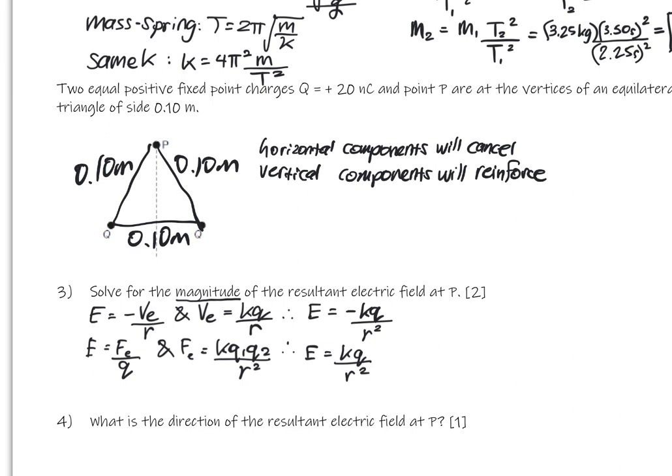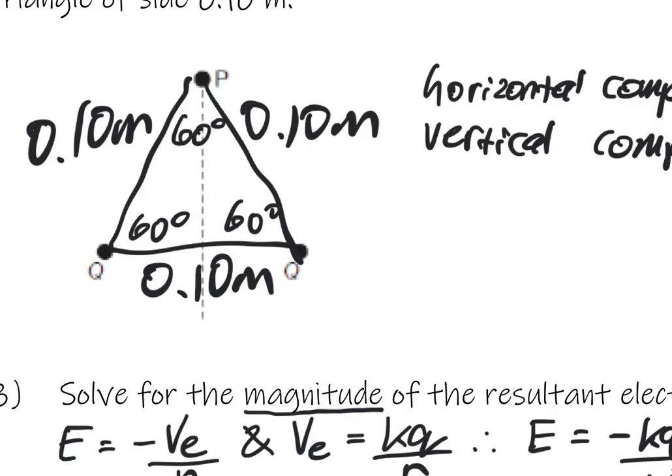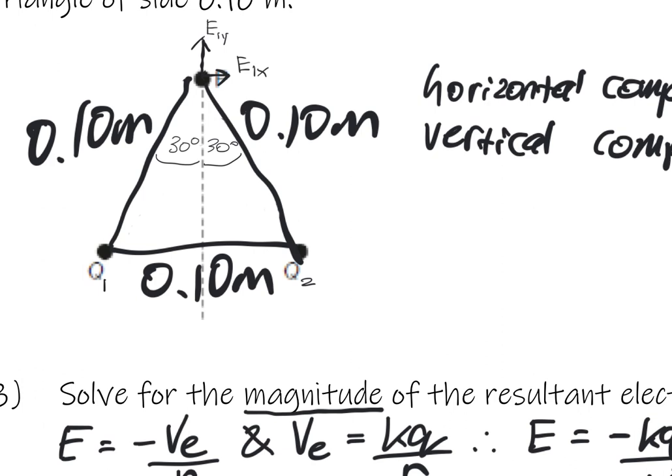And so we need to grab ourselves some angles. Now, it says it's an equilateral triangle, so that means the angles for each corner are 60, 60, and 60. We're looking at point P, and if we split the triangle down the middle, the angle we're concerning ourselves with is 30 degrees. I temporarily named the two charges Q1 and Q2. As an example of what I'm talking about, I put two electric field vectors on point P. There's going to be a vertical component and a horizontal component.